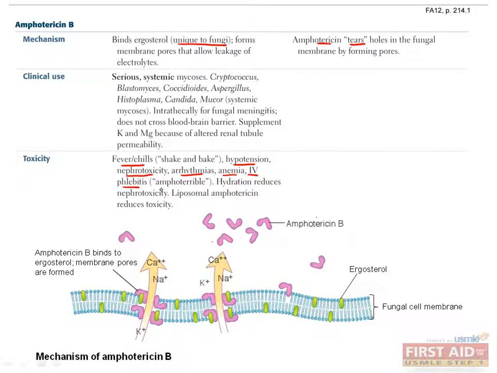As such, this drug is typically reserved for only the most serious systemic mycoses, caused by such organisms as Cryptococcus, Blastomyces, Coccidioides, Aspergillus, Histoplasma, Candida, and Mucor. This drug may be used intrathecally for fungal meningitis, but does not cross the blood-brain barrier when administered systemically. Amphotericin delivered in a liposomal depot has fewer toxic side effects.